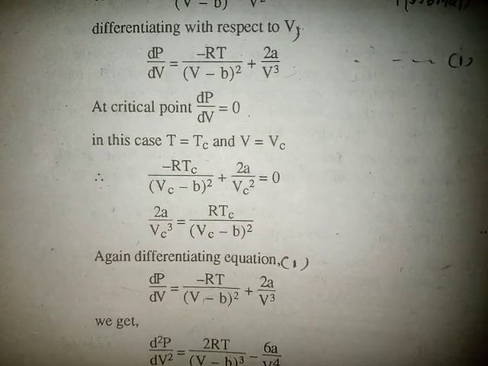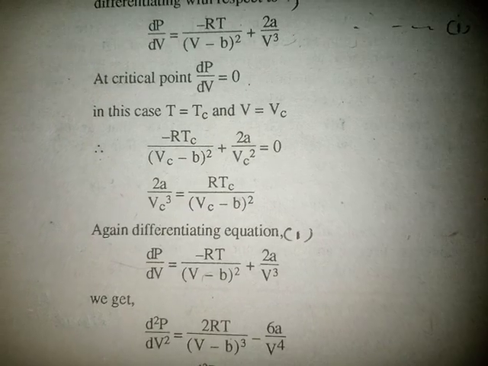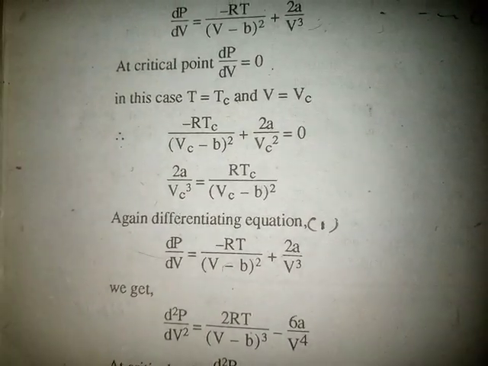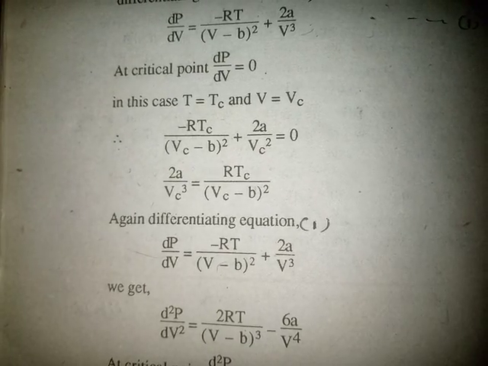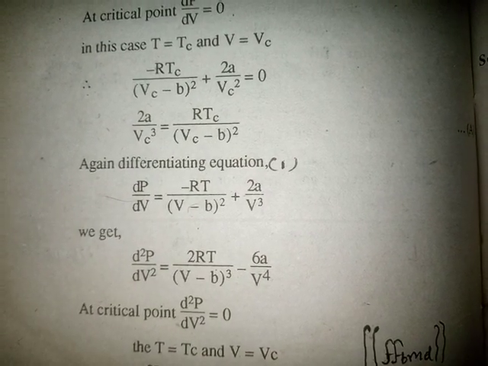At critical point, dP by dV equals 0. In this case, T equals Tc and V equals Vc. Hence, minus R Tc by the whole square of (Vc minus b) plus 2 into a by Vc cubed equals 0. This implies 2a by Vc cubed equals R Tc by (Vc minus b) to the power 2.